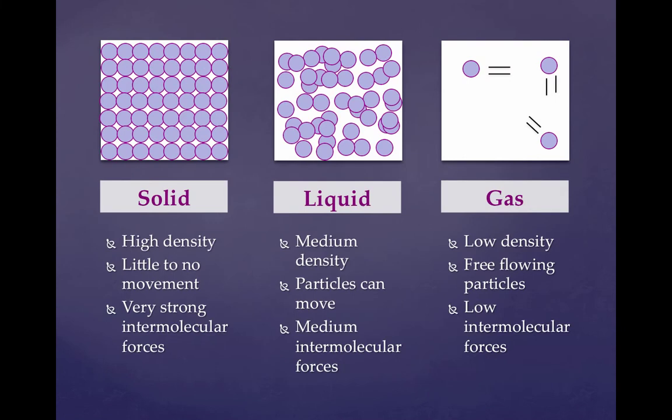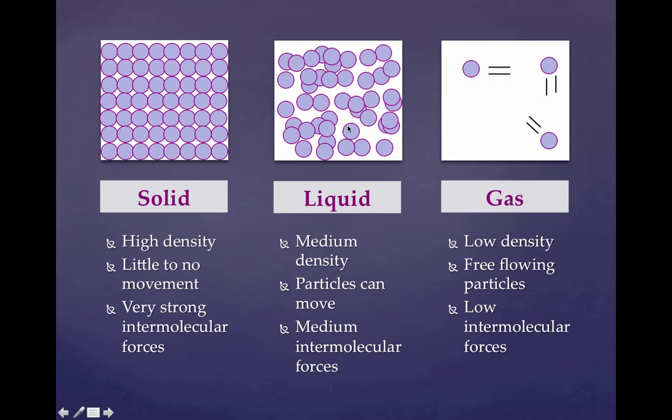other characteristics of each you should know is the density. Density is just how much stuff is in a given area. Also the movement of the particles and the intermolecular forces between the particles. So you can see here the solid particles are very close together. It's a very high density. There's little to no movement. The particles just vibrate in place. And there are very strong intermolecular forces happening between the particles.